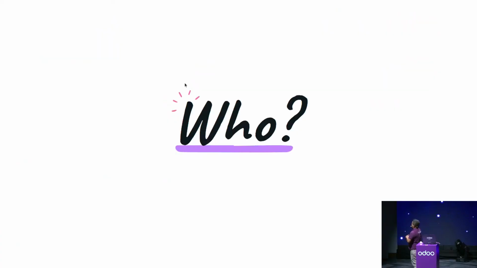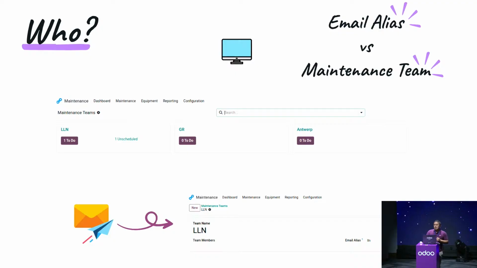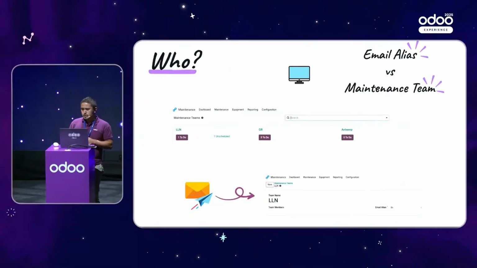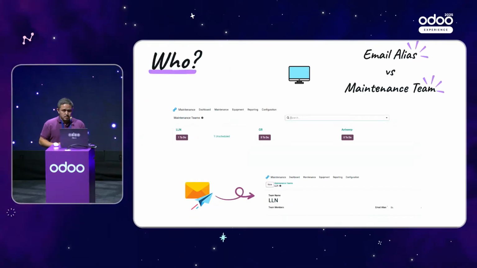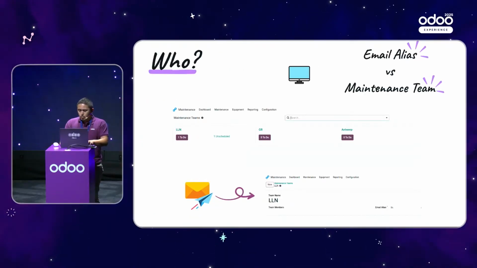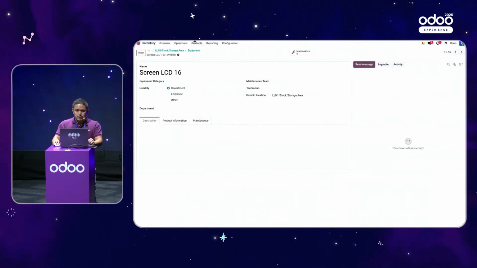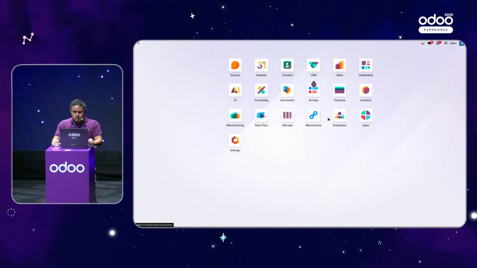Right. Then the second question, who should take care of a maintenance request? Because in the end, if I have 3 different sites and they're separated by hundreds of kilometers, I will not have people traveling around just to do maintenances. And this is a nice feature. In the end, it's not something huge, but could make a big difference that we implemented now in version 19, which is the possibility to have an email alias per maintenance team.